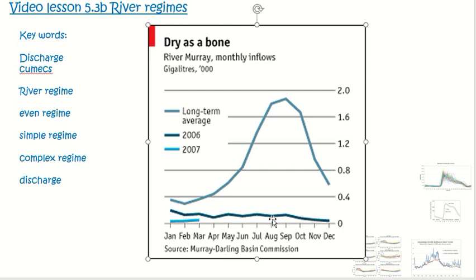I mean, this figure is for 2006. It's dropped significantly to an even regime, and then 2007 it's basically dried up. I think this is from a newspaper clipping, so "dry as a bone" was the headline.